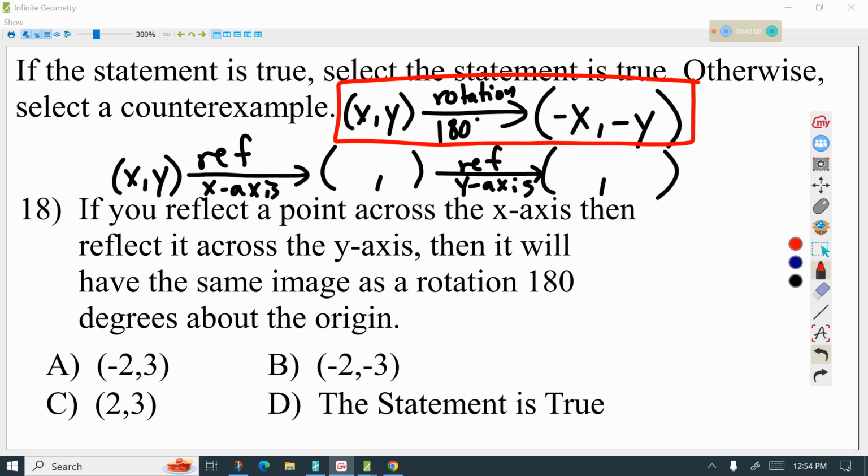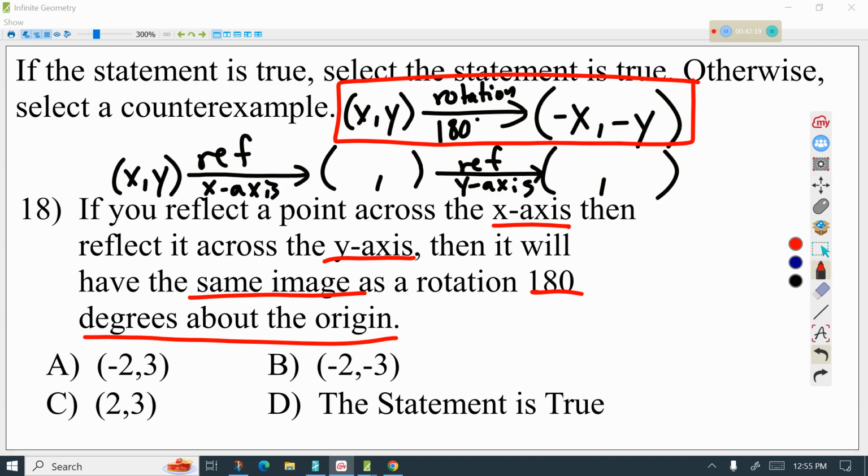So let's try to analyze what the sentence says. It says that if we reflect first across the x and then across y, it'll be the same thing as a rotation of 180 about the origin, okay? So we can see that at the end of a rotation of 180, we get negative x, negative y. So let's break down what happens if I reflect across the x-axis.